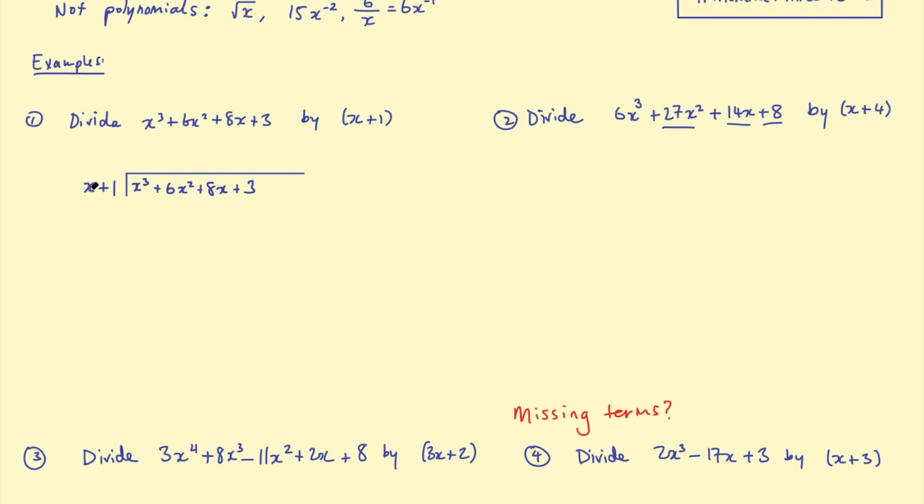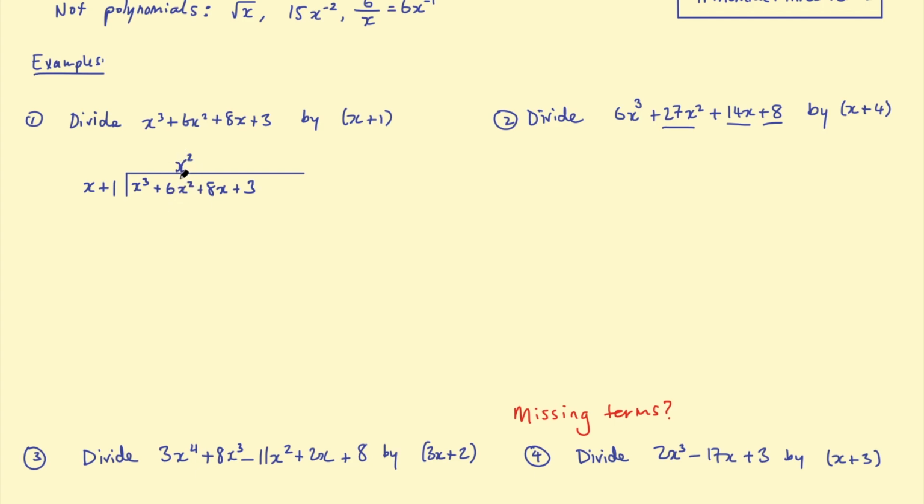So x cubed divided by x is going to be x squared. And also what you want to do here is, just like when you are multiplying or dividing with numbers, you keep things in their place value. We're going to do the same thing here. So x cubed divided by x is x squared. So we're going to put that in the x squared column, so above the 6x squared.